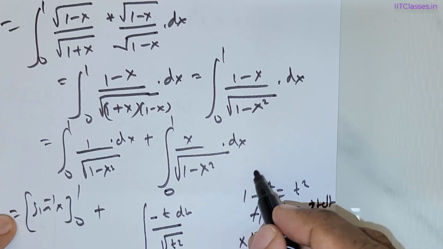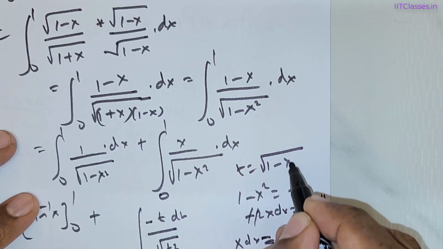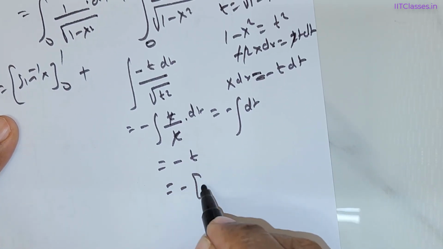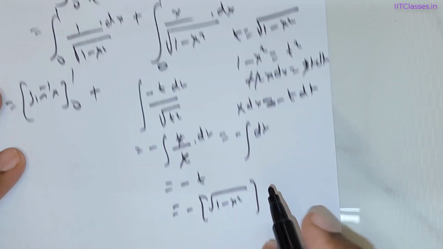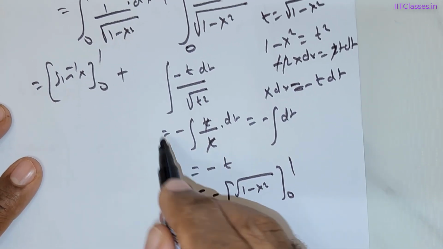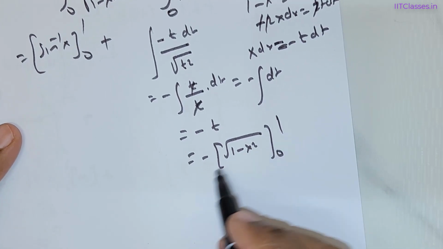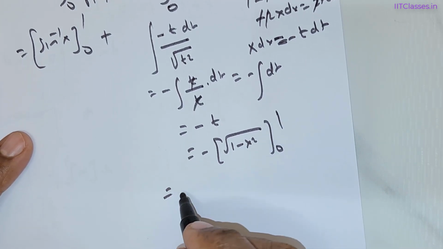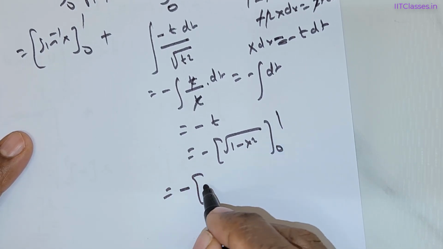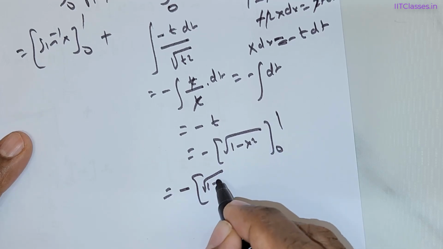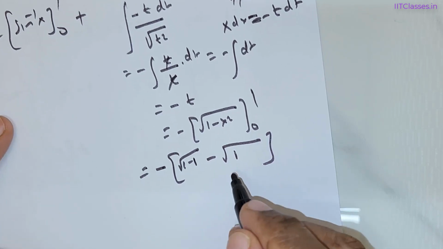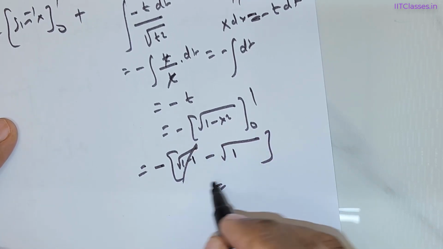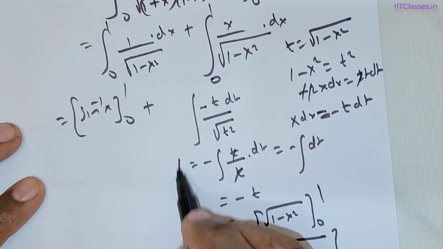But t squared is this, so t will be root of (1 - x squared). So negative root of (1 - x squared). Now you place the limits 0 to 1. You don't have to change the limits here, because you can revert back to x. I substitute the upper limit, I get root of (1 - 1), negative, I substitute the lower limit, I get root of 1. So this is going to vanish, and this is going to give me 1.